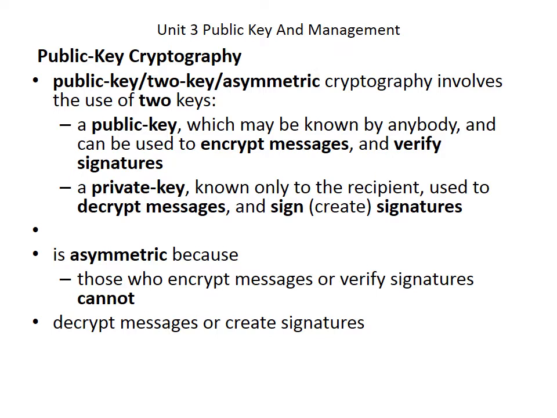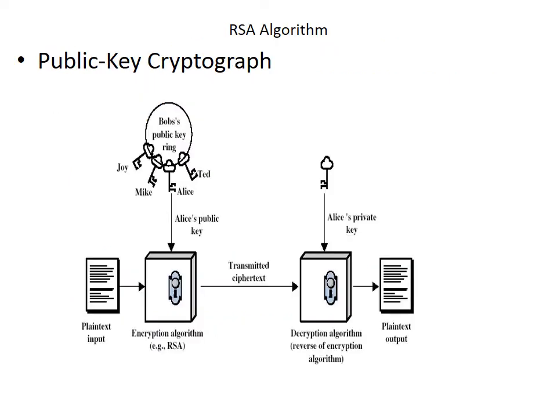So here public key or two-key asymmetric cryptography involves the use of two keys, that is a public key and a private key. A private key is known only to the recipient, used to decrypt the message and create the signature, whereas the public key may be known by anybody and can be used to verify the signature and encrypt the message. Public key cryptography is asymmetric because those who encrypt the message or verify the signature cannot decrypt the message or create the signature. So in this diagram, very first we'll start with the RSA algorithm.